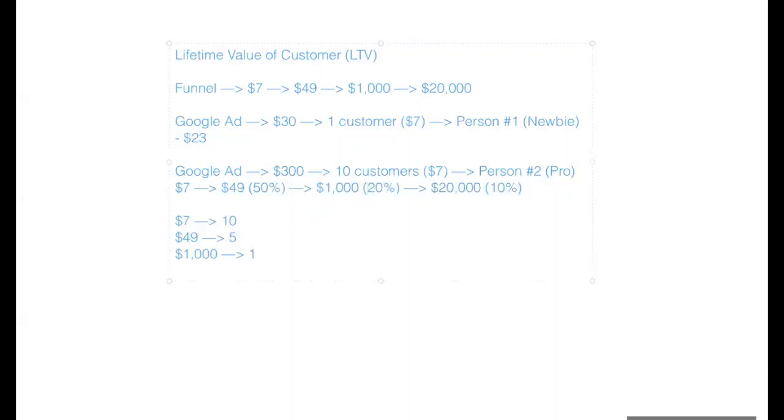So that's 1. And then at the $20,000 level, 0, because we don't have enough, right? If 10%, we would have to get 10 purchasing at the $1,000 level in order to get somebody to buy a mastermind or a big event or something for $20,000, a huge experience package. So if you add it all up, 10 times 7 is 70, 49 times 5 is 245. So 245 plus 70 is 315, plus $1,000 is $1,315. Okay. So $300 in ad spend.